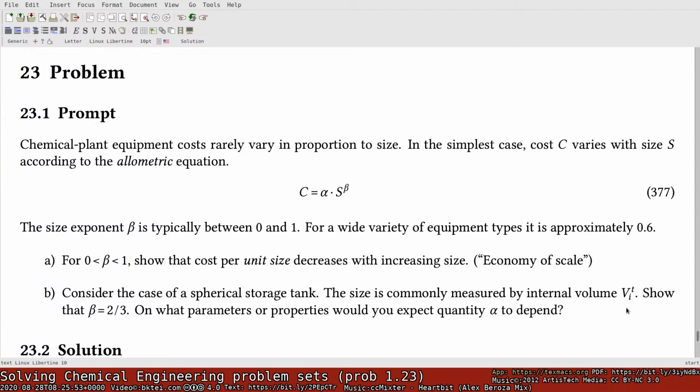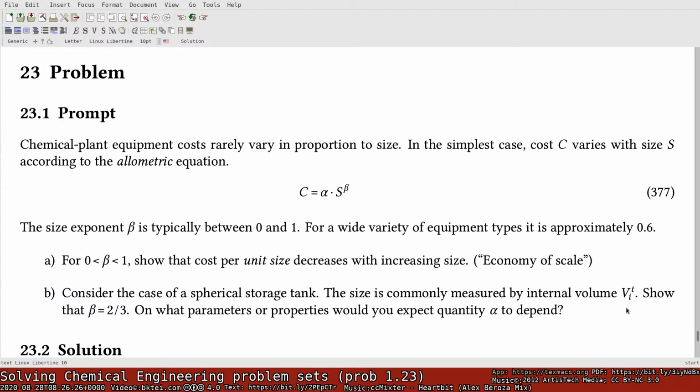Chemical plant equipment costs rarely vary in proportion to size. In the simplest case, cost C varies with size S according to the allometric equation C equals alpha times S raised to the beta power. The size exponent beta is typically between 0 and 1. For a variety of equipment types, it is approximately 0.6.